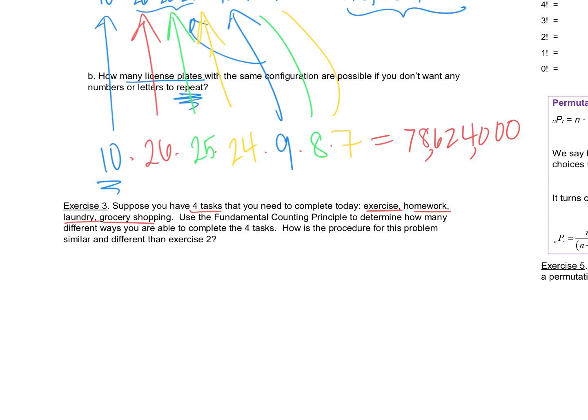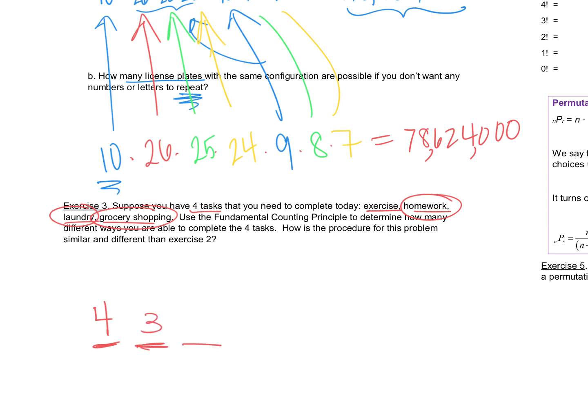And so if we think about it, there are four tasks that we have. So there's four ways that we can pick the first task. But then once that task is done, let's say I ended up exercise is what I chose to do. Then there's only going to be three more ways for the next activity.